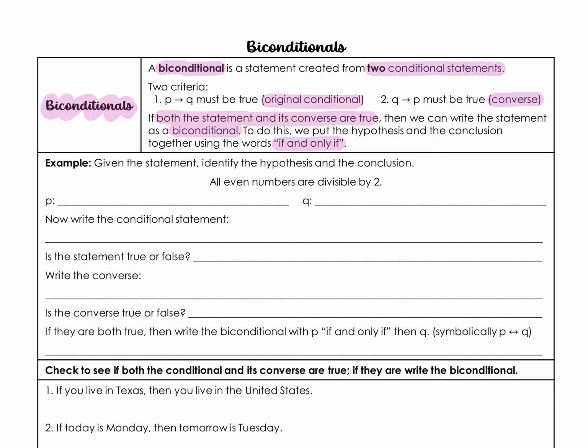Given the statement, identify the hypothesis and the conclusion. All even numbers are divisible by 2. Our P, remember that is our hypothesis, is going to be the even numbers. And the Q, our conclusion, is that they are divisible by 2.